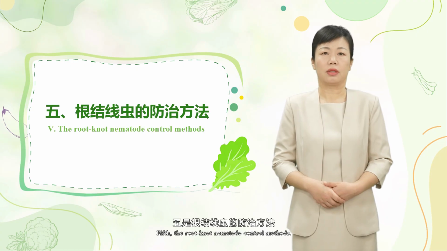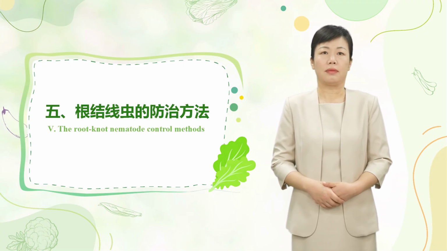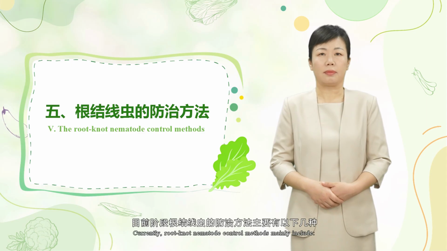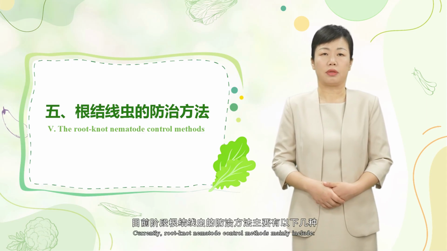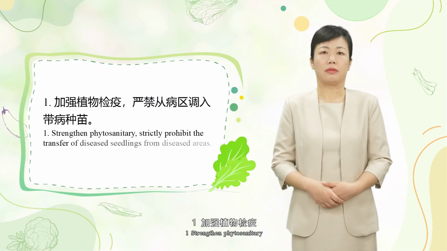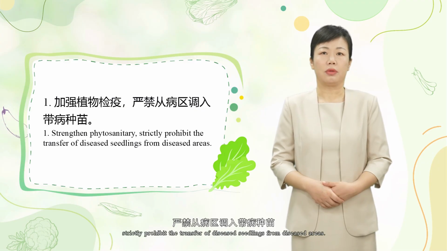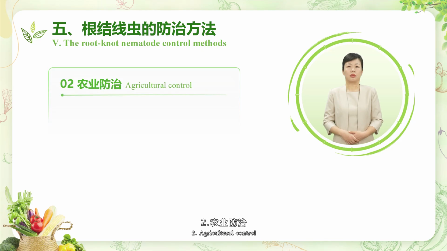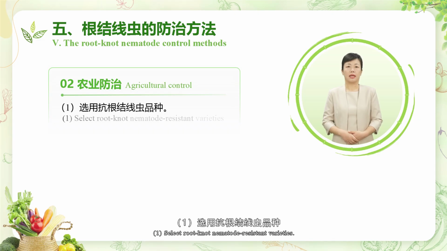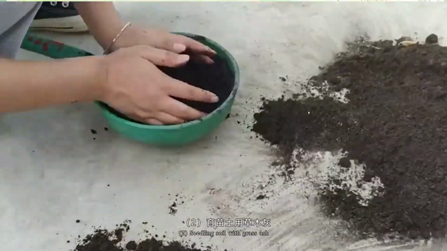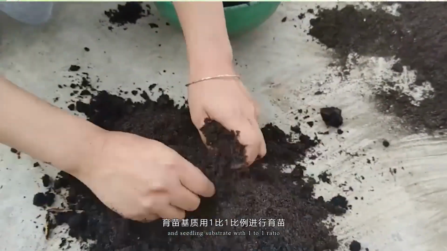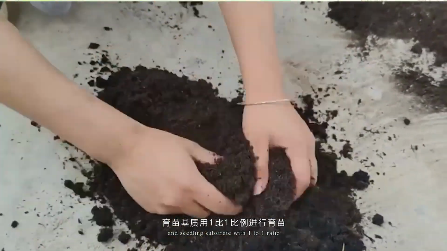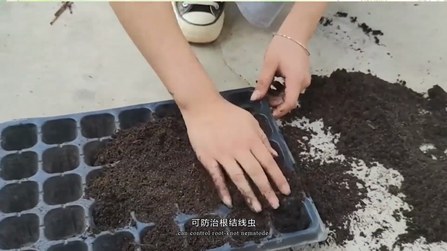Fifth, the root knot nematode control methods. Currently, root knot nematode control methods mainly include: 1. Strengthen phytosanitary measures, strictly prohibiting the transfer of diseased seedlings from diseased areas. 2. Agricultural control. First, select root knot nematode resistant varieties. Second, mixing seedling soil with grass ash and seedling substrate at a 1:1 ratio can control root knot nematode.